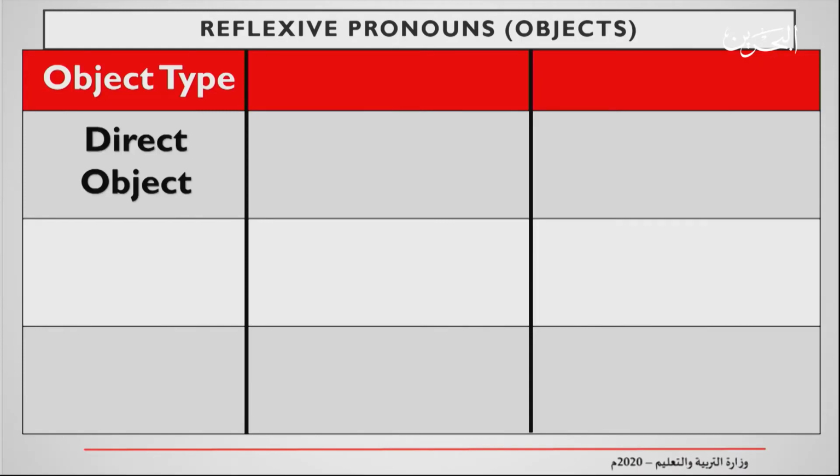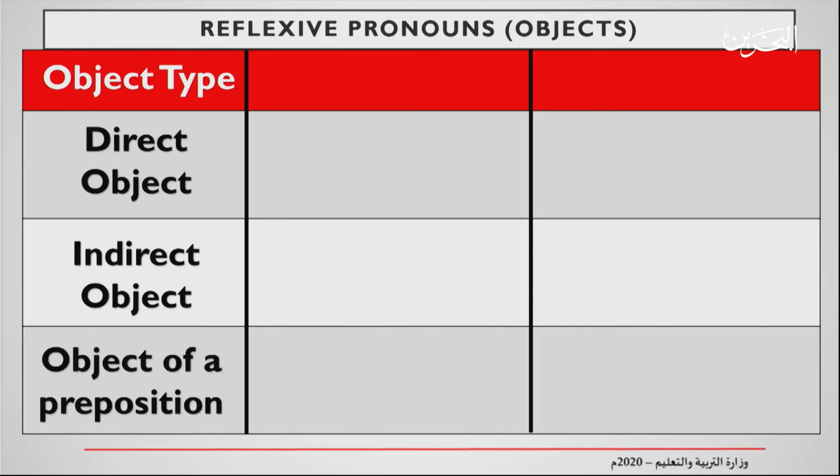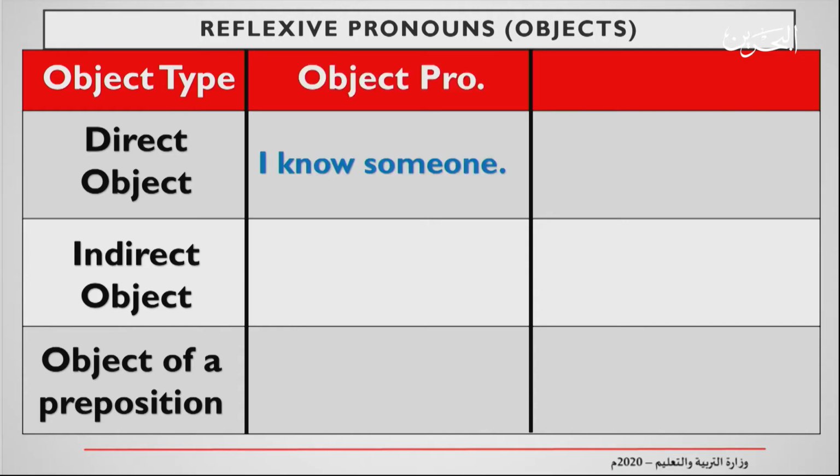The first one is direct object. Second one is indirect object. Third one is object of a preposition. So, object pronoun, you say, I know someone. Now, someone is a direct object. And I added someone, you can say, I know him or I know her. Okay?